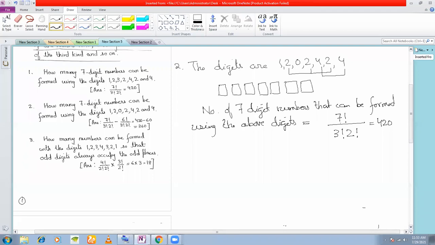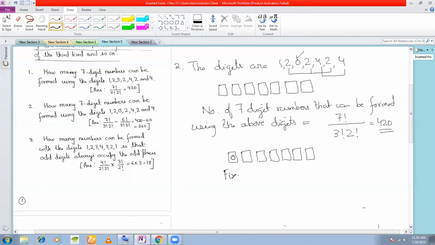Now, the problem here is that you have a 0 also, right? If I have a 7-digit number, it cannot start with 0, right? If it is 0, then it becomes a 6-digit number, isn't it? So these 420 arrangements include those numbers that begin with 0 also. If I exclude the numbers that begin with 0, then I'll get purely those numbers that are 7-digit numbers. So in order to count how many numbers begin with 0, let us fix 0 here.